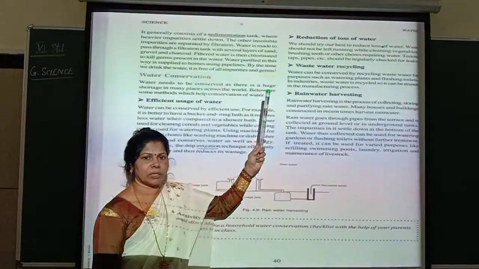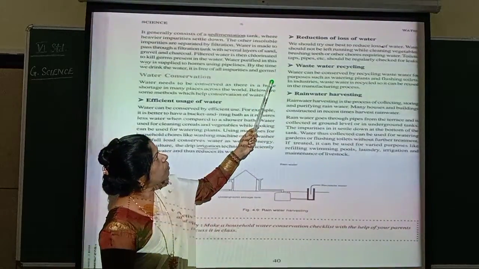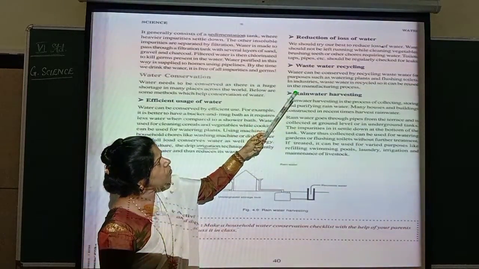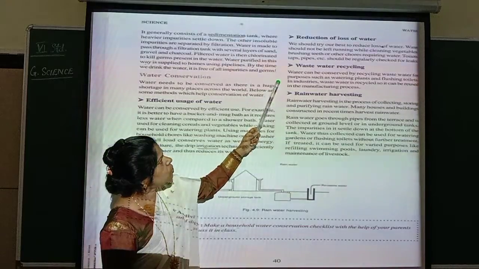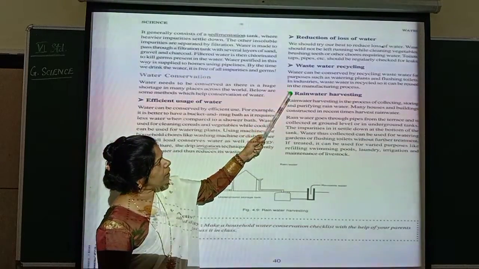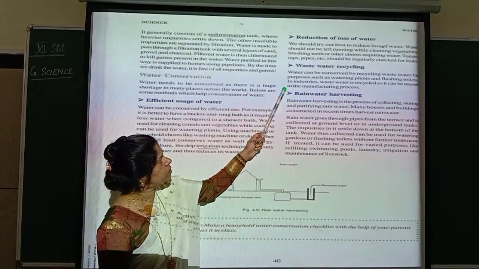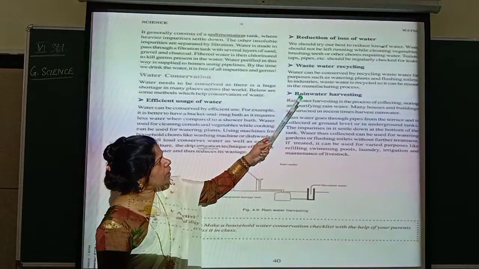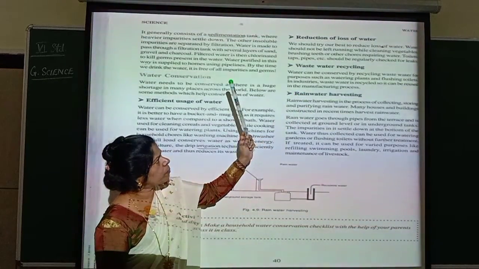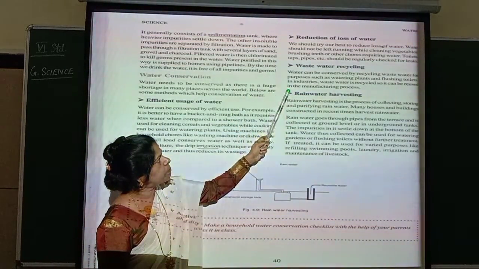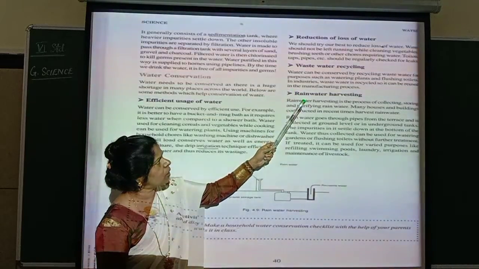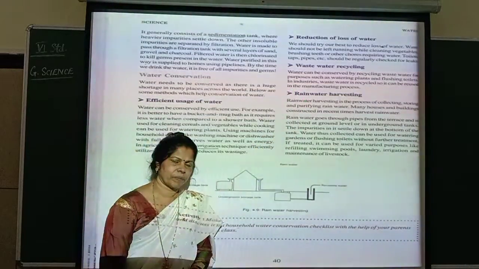How to reduce the loss of water? We should try our best to reduce loss of water. Water should not be left running while cleaning vegetables, brushing teeth or other chores requiring water. Toilets, taps, pipes, etc. should be regularly checked for leakage.